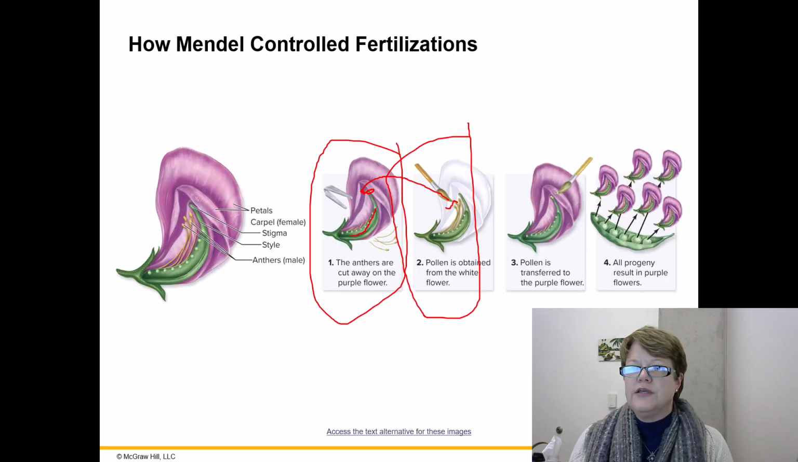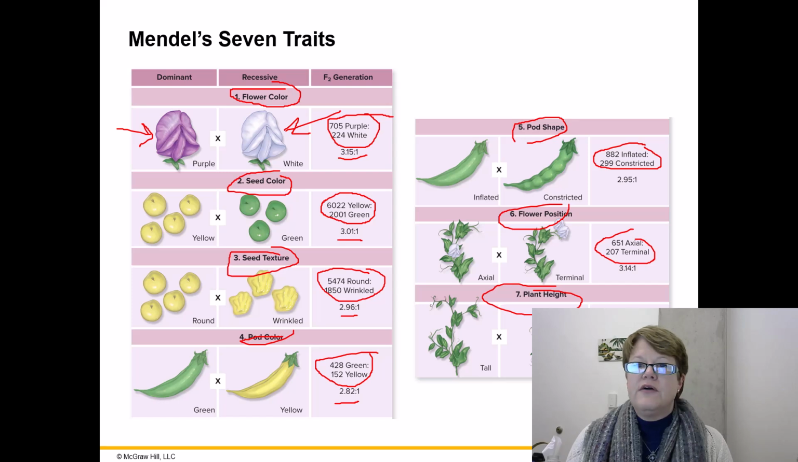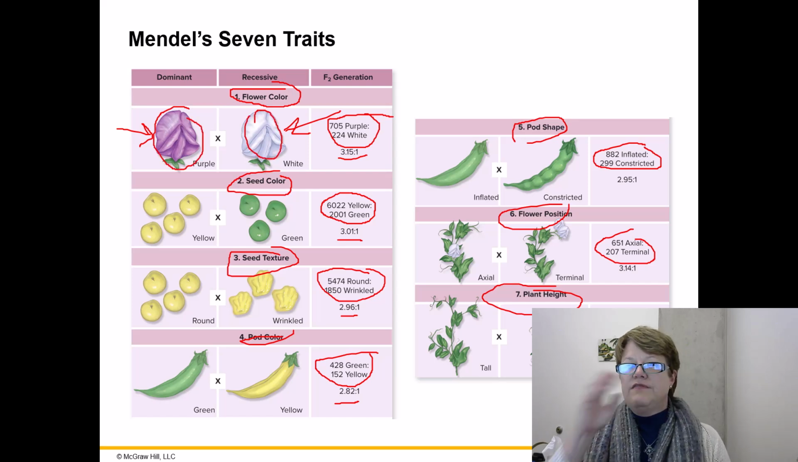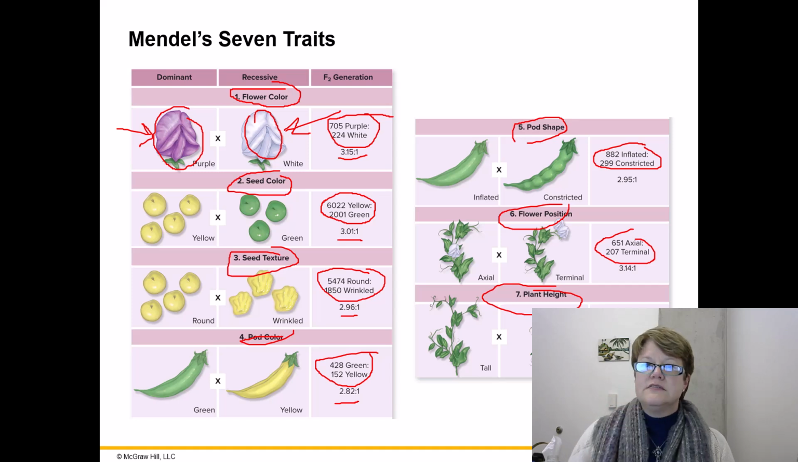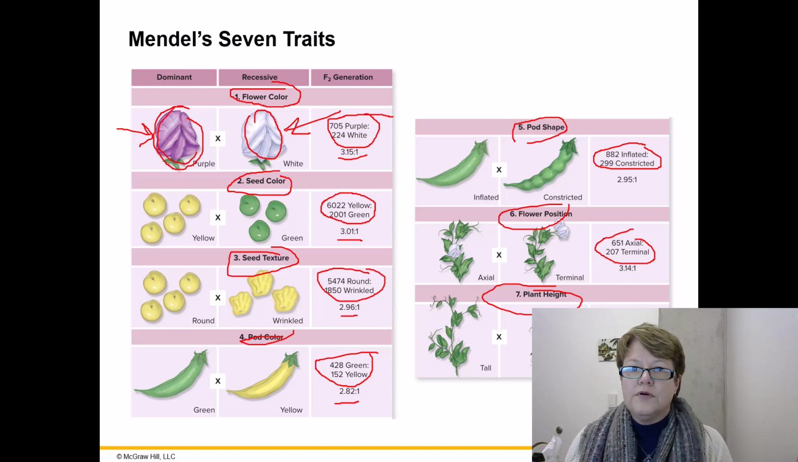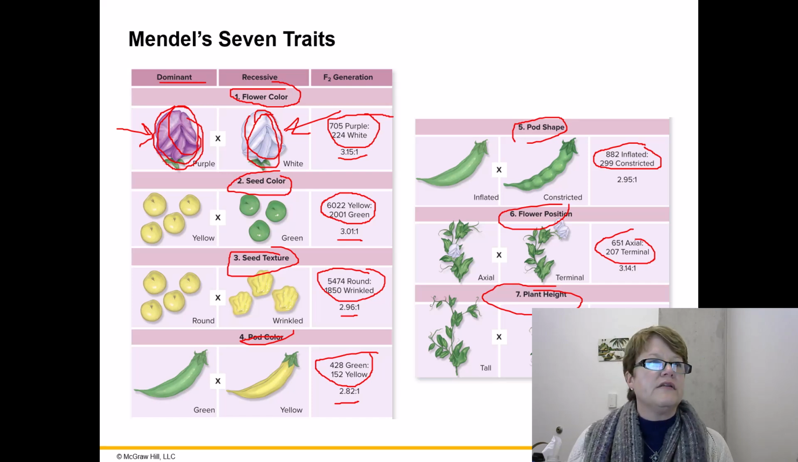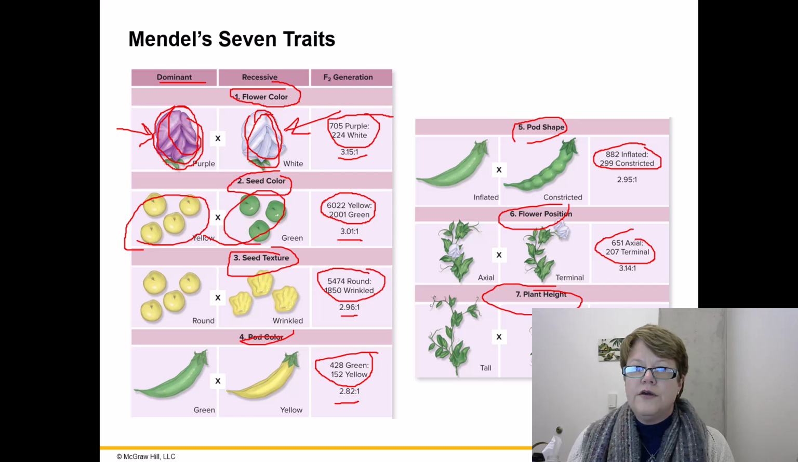I'm going to show it to you this way. When he crossed a purple flower plant with a white flower plant, and he looked at the F1 offspring of that cross, all the plants were purple. Even though he knew those plants had something from this white parent, the plant showed only purple, so he called that the dominant. When he crossed a plant that made yellow peas with a plant that made green peas, in the F1, all the plants made yellow peas, none of them made green. So he called yellow the dominant.